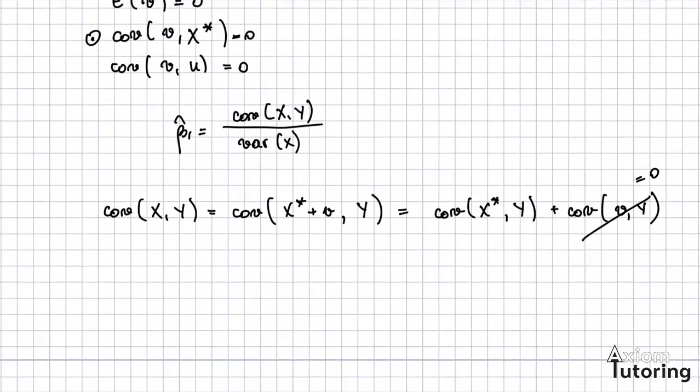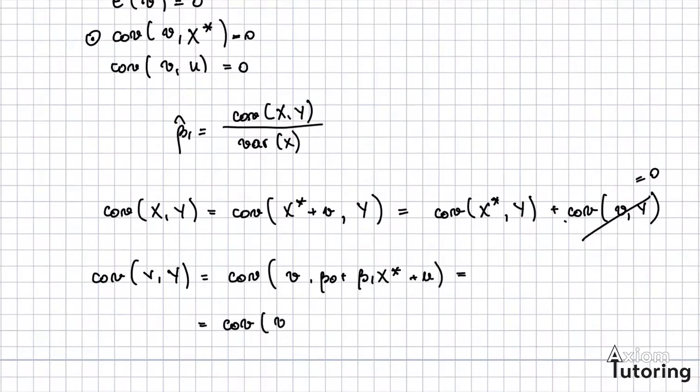Now let's substitute the true model, and we can show where this is coming from. If we have the covariance of v and y, this is the same as the covariance of v with y being beta 0 plus beta 1 x star plus u. Again, using the linearity of the covariance, this would be the covariance of v with beta 0, plus beta 1 times the covariance of v with x star, plus the covariance of v and u.